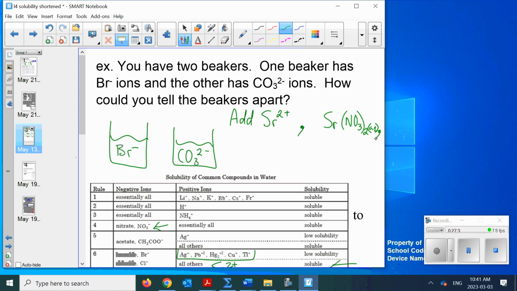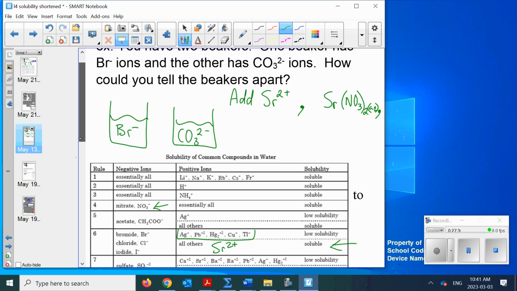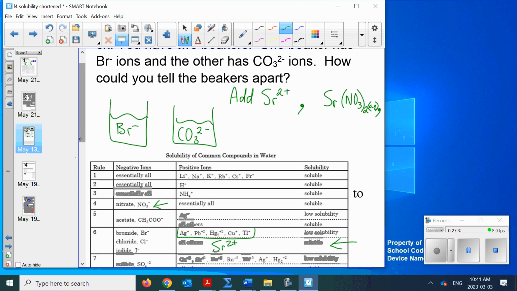Now, what's going to happen with the Br minus? Add Sr2+. Does SrBr2 form a solid or liquid? That's not going to do anything. That means that's going to remain clear, no solid. So then I test the other one.